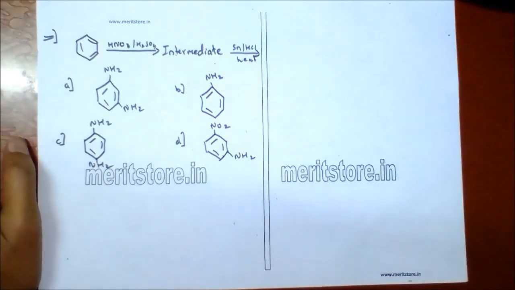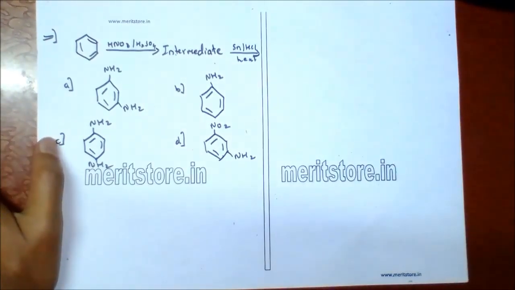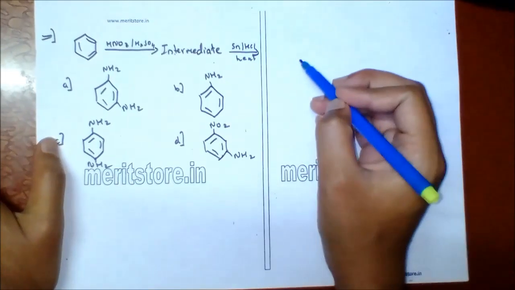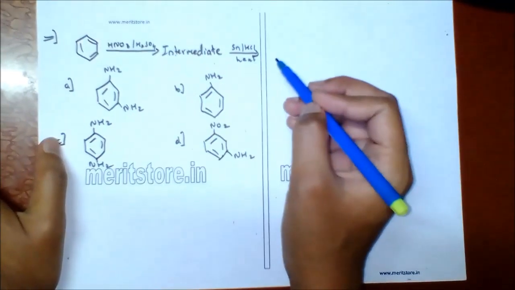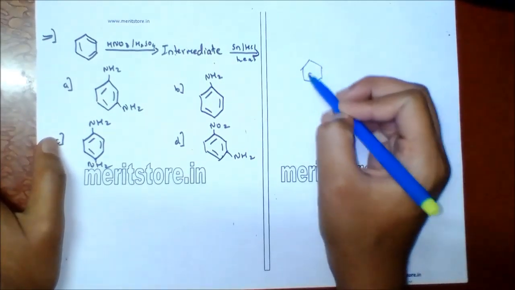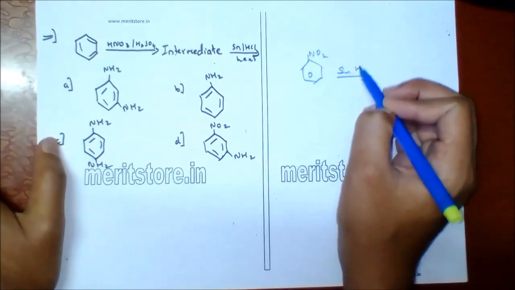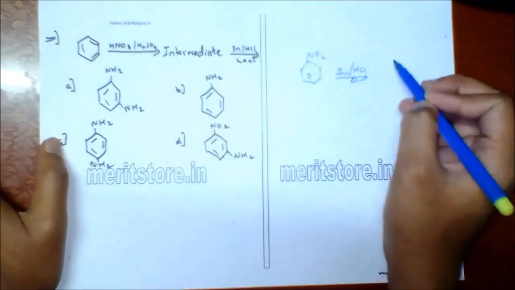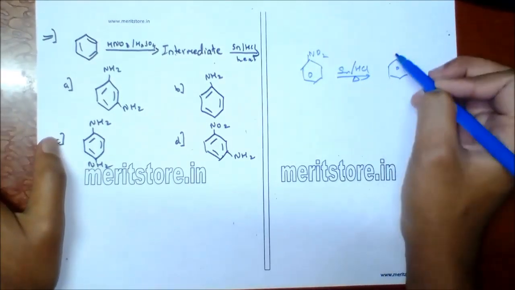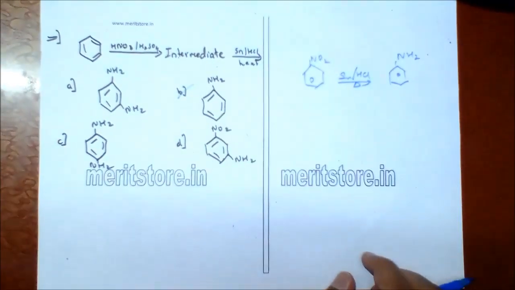When benzene reacts with HNO3 and H2SO4, there is an intermediate, and which intermediate reacts with Sn/HCl and heat to give? Benzene reacts with HNO3 and H2SO4, which is the nitrating mixture, to give nitrobenzene, which on reaction with Sn/HCl and heat gives aniline. So option B is the correct answer.